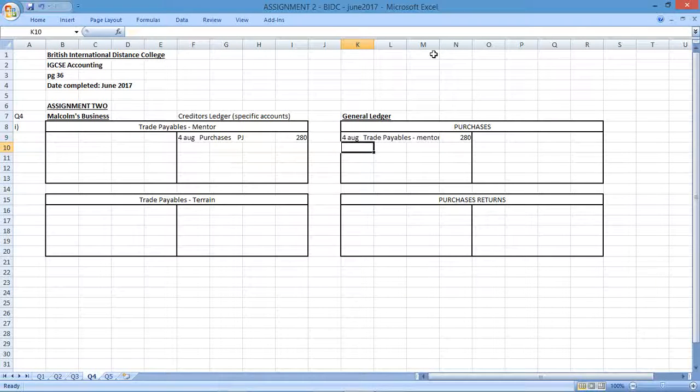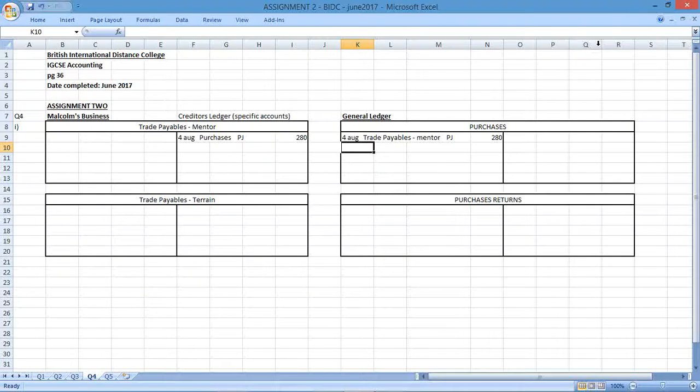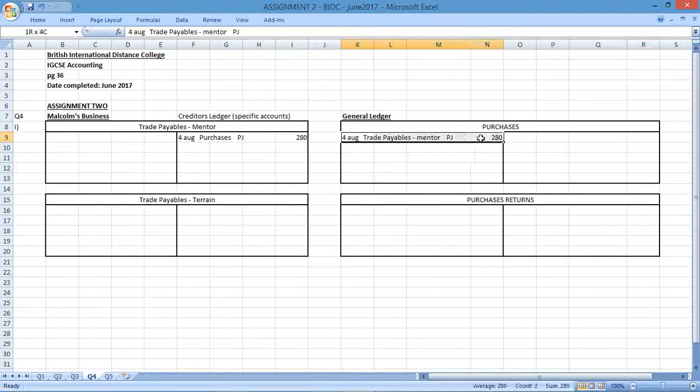Okay, Mentor. And that's what I've got in the purchases. So every debit must have a credit, and that balances perfectly, so we've completed that.